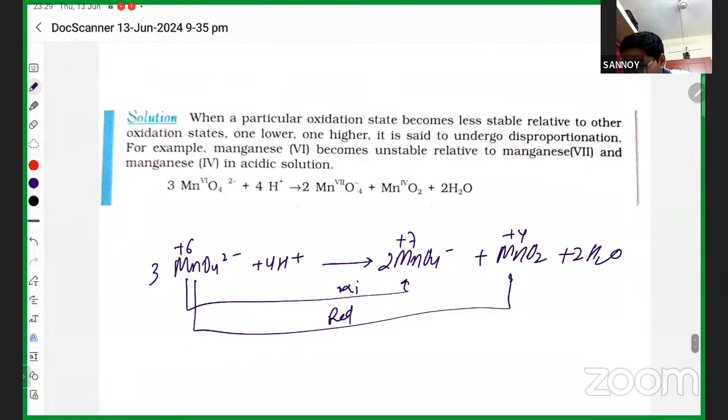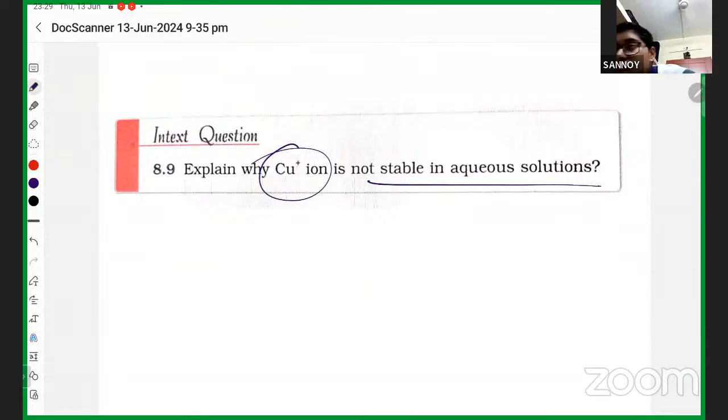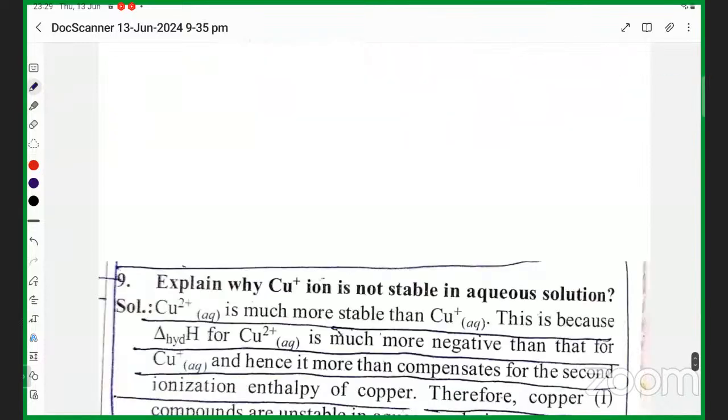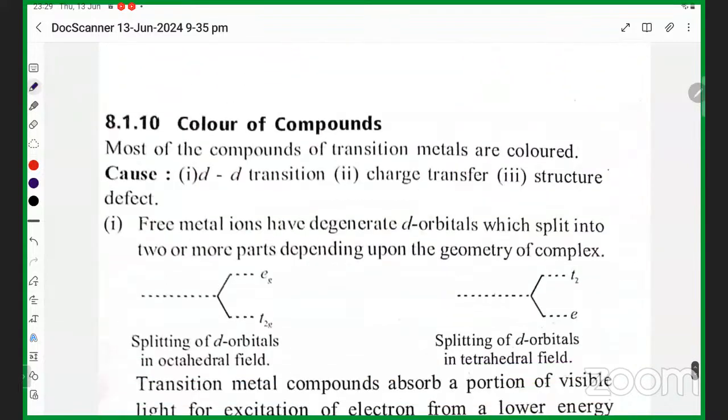Explain why Cu plus ion is unstable in aqueous solution. Sir, because when we add Cu plus ion in aqueous solution, it will become Cu2 plus and Cu0. It disproportionates. Here they are saying Cu2 plus is much more stable than Cu plus. This is because of some other reasons. Therefore, in aqueous solution, it undergoes disproportionation. Since it undergoes disproportionation, Cu plus is unstable in aqueous solution.